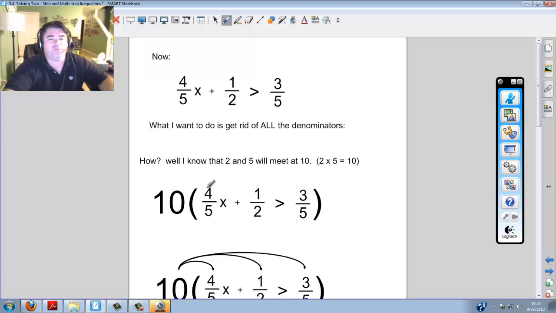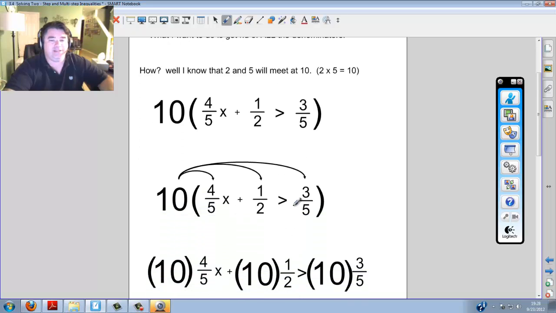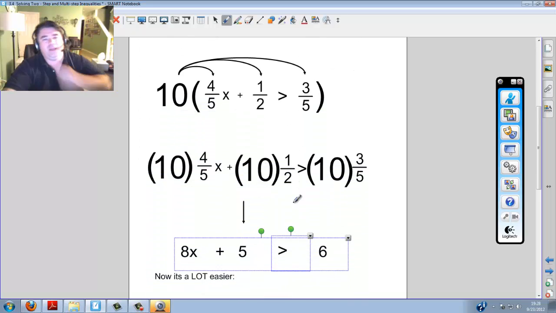So 10 times 4 is 40, divided by 5 is 8. 10 times 1 is 10, divided by 2 is 5. And 10 times 3 is 30, divided by 5 is 6. Looking here, now when I do this, the signs don't move. There's still going to be a plus here and a greater than sign here.